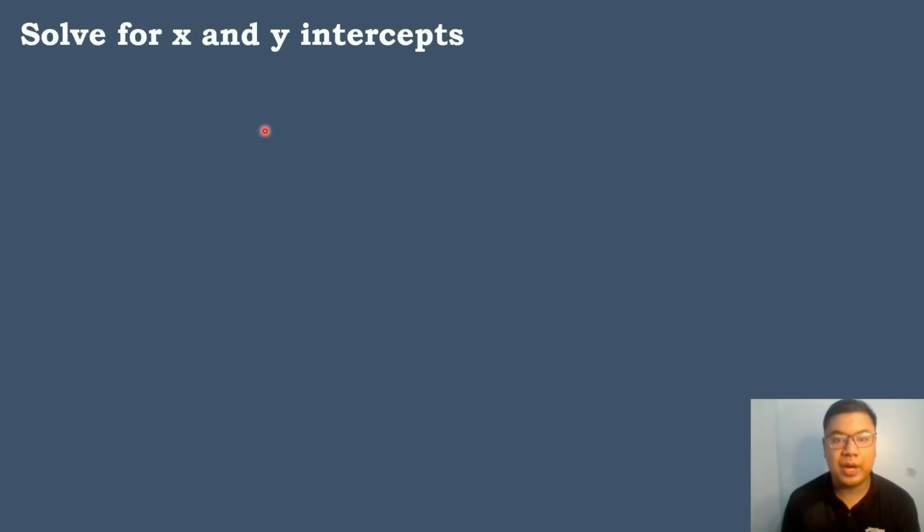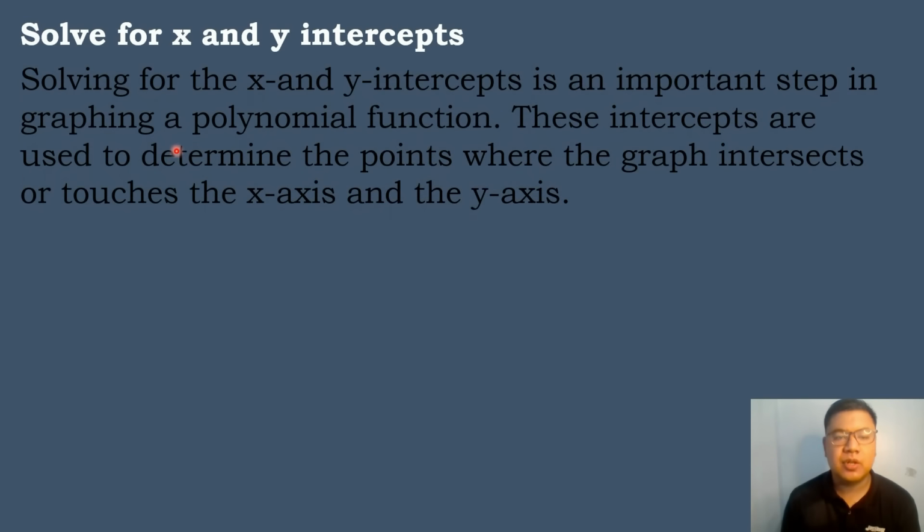So the first thing we need to do to sketch the graph of a polynomial function is to solve for the x and y intercepts. Solving for the x and y intercepts is an important step in graphing a polynomial function. These intercepts are used to determine the points where the graph intersects or touches the x-axis and the y-axis.